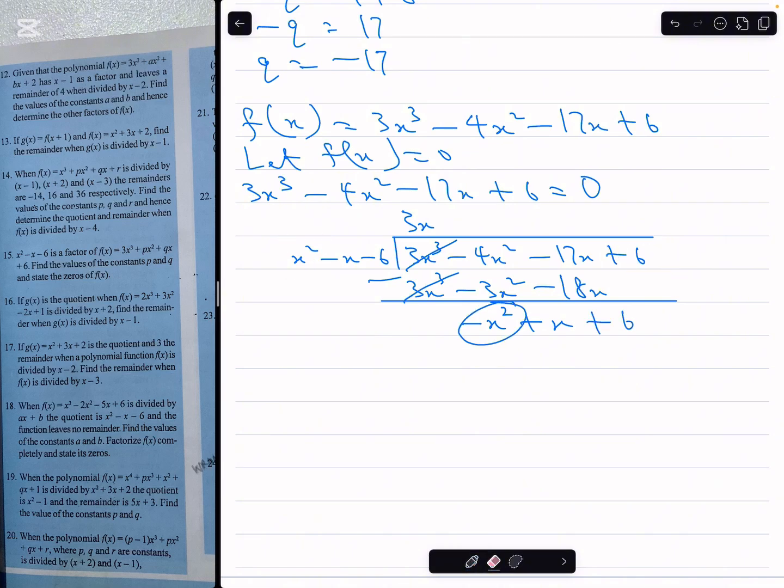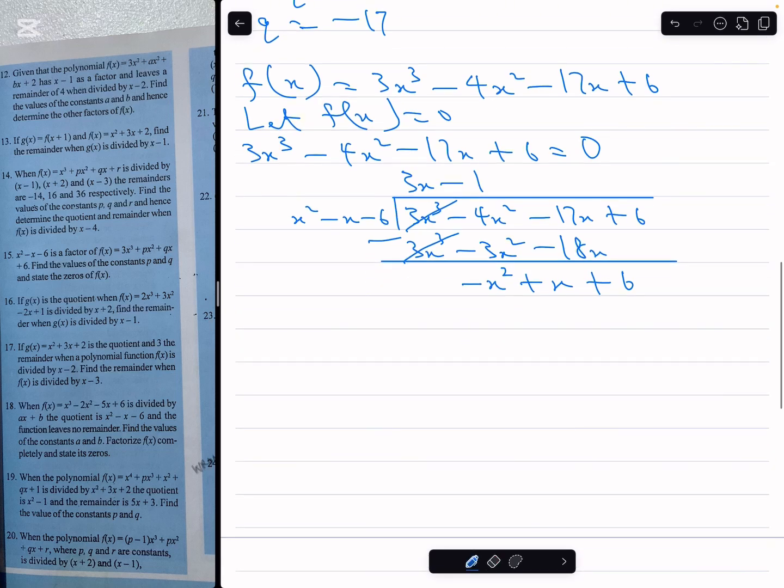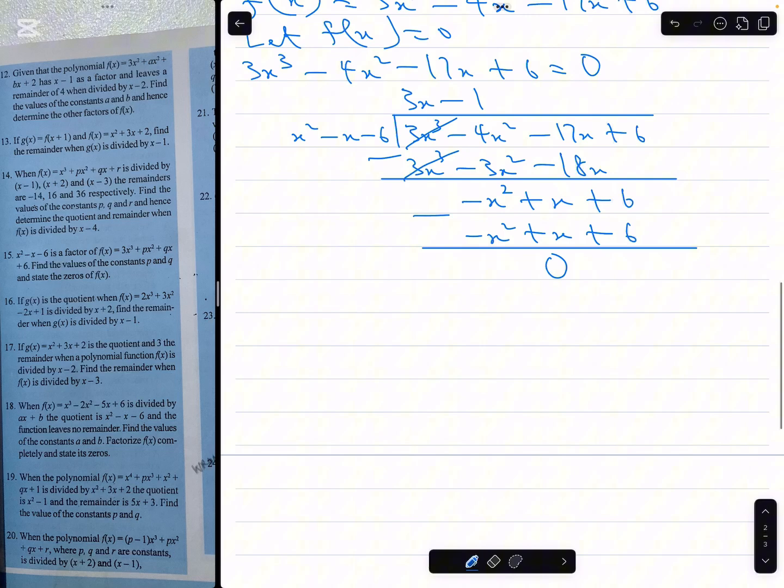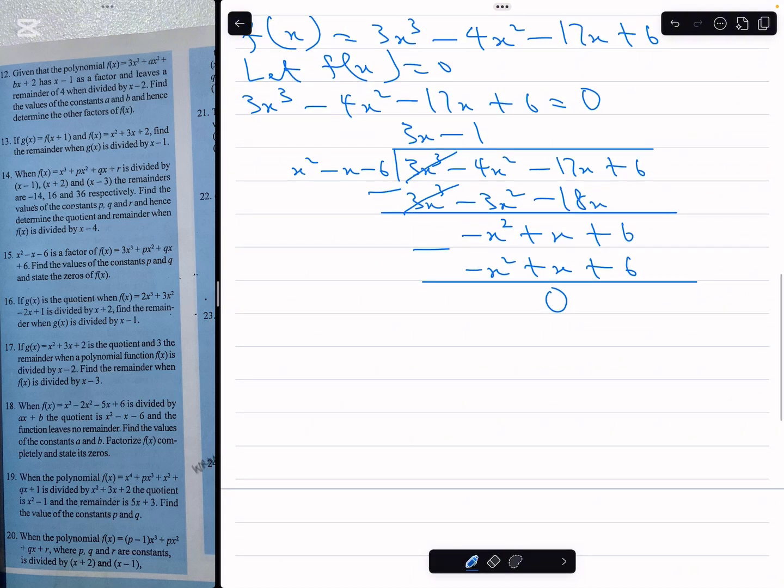Minus x squared divided by x squared is minus 1. When you multiply the whole of this by minus 1, you already know how to divide polynomials. X squared times minus 1 is minus x squared. Minus x times minus 1 is plus x, and minus 6 times minus 1 is plus 6. When you subtract, you see that the whole of this is the same as the whole of this. So you get 0 as the remainder, which shows truly that x squared minus x minus 6 is a factor of 3x cubed minus 4x squared minus 17x plus 6.